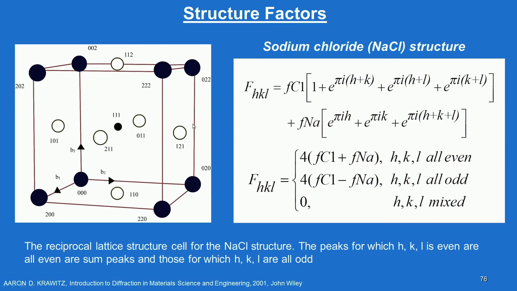You can see that a sum peak will have a higher intensity, that is a larger, dark circle, and then there is a difference peak like 111, which will have a lesser intensity, and then you have a 0 intensity. In HKL they are all mixed like this.